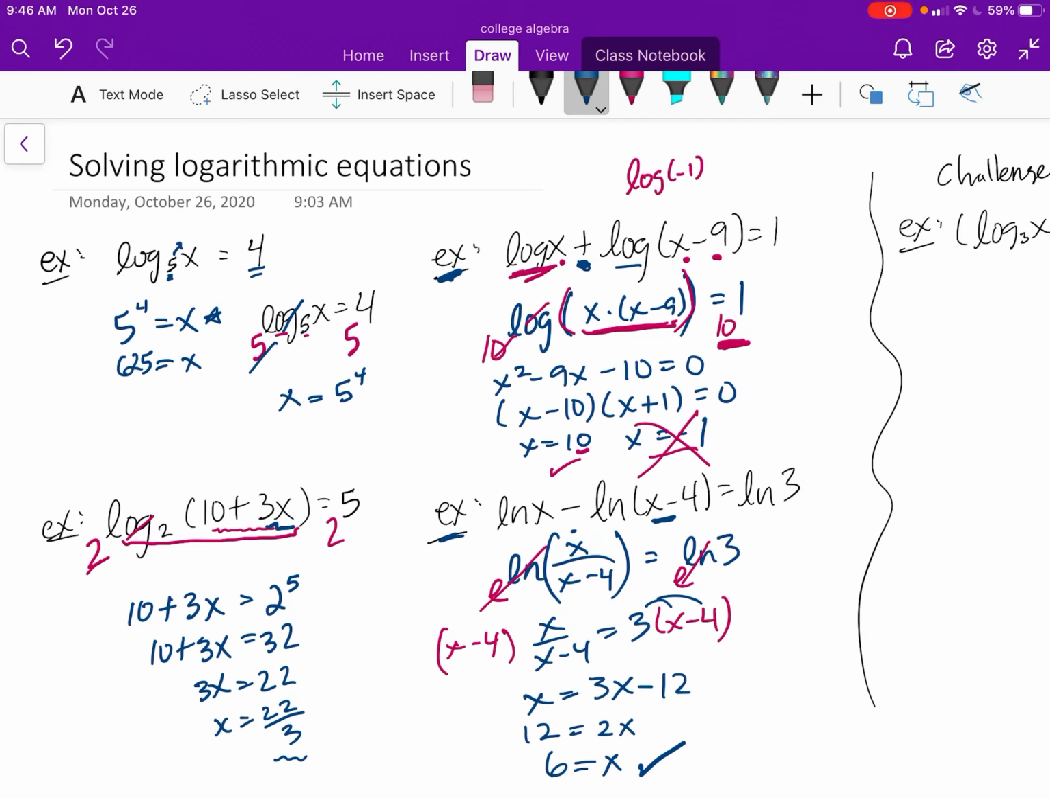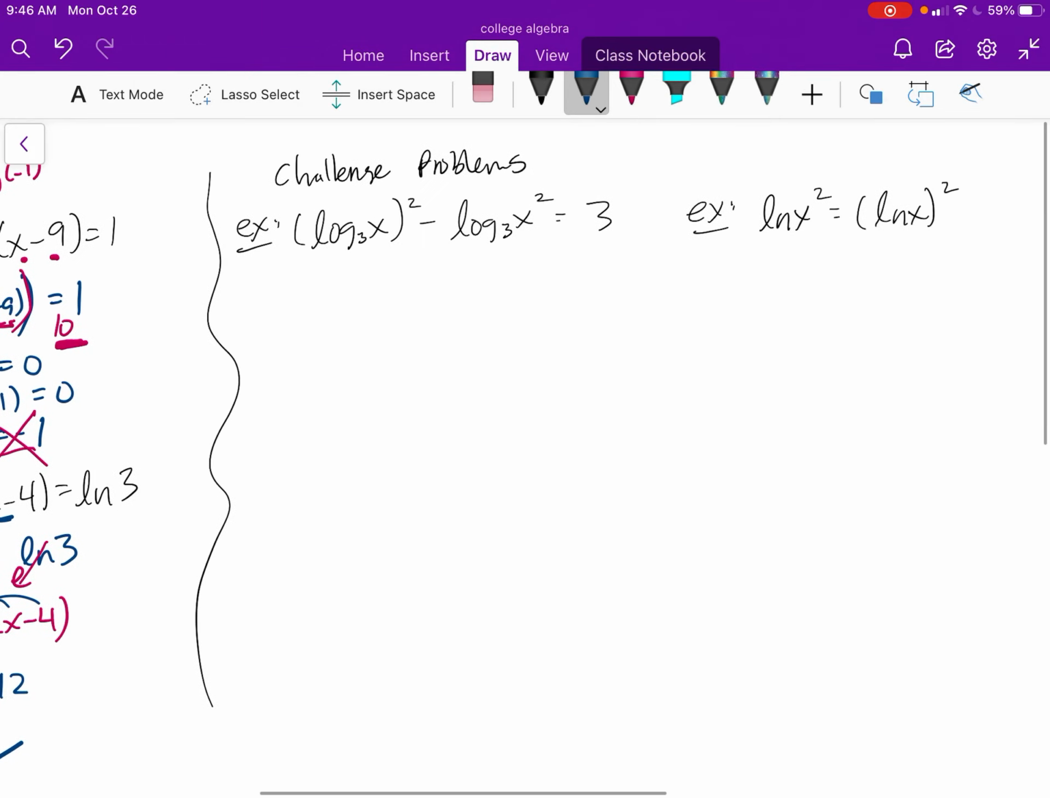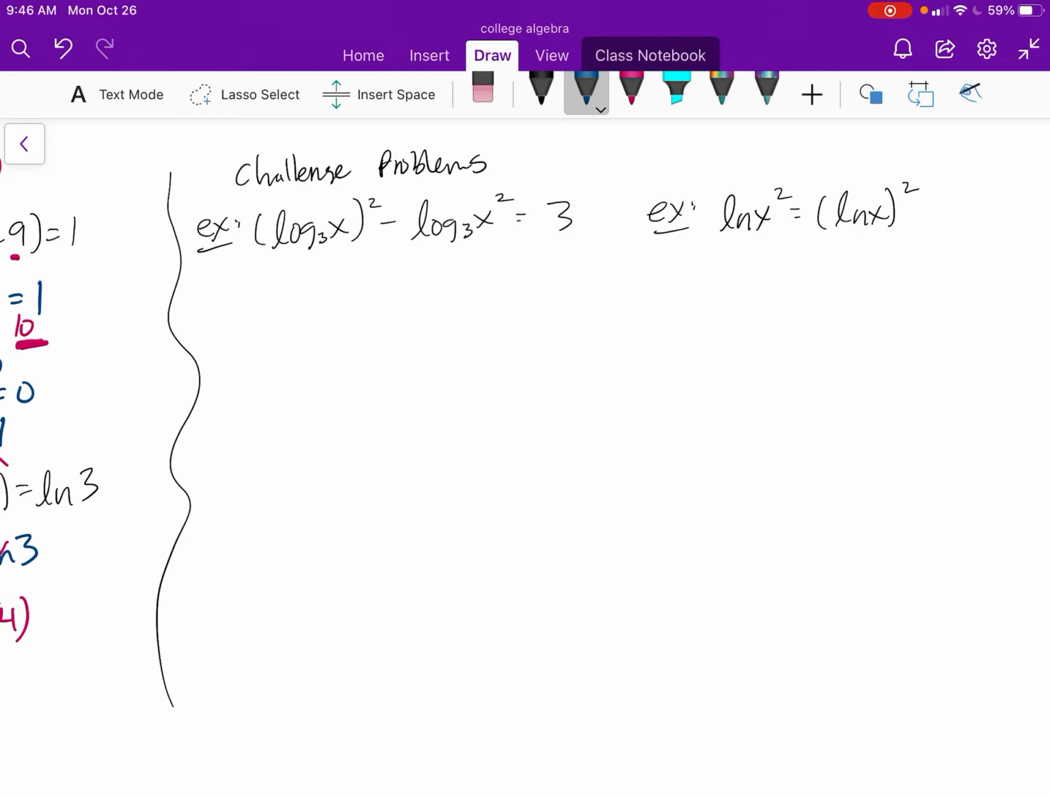All right, that is the extent of most problems you will probably see. But I have this little bar to the right here, and I put a couple challenge problems. So, they can get a bit tricky. I wanted to take a minute. Maybe I should have created another video, but oh well. Let's take a minute and do these two.